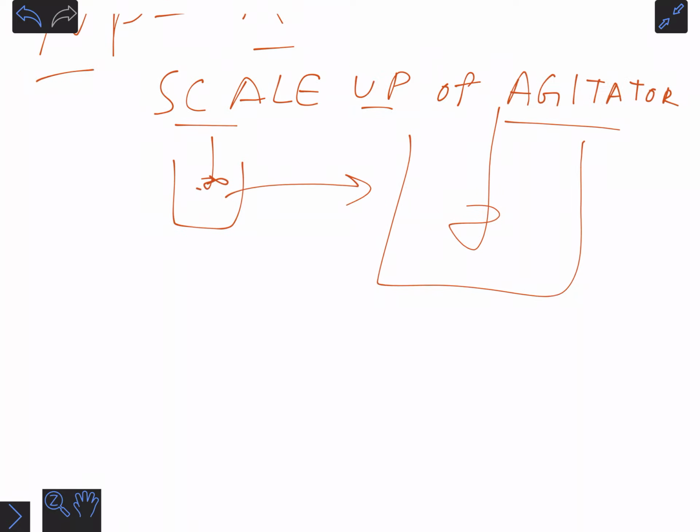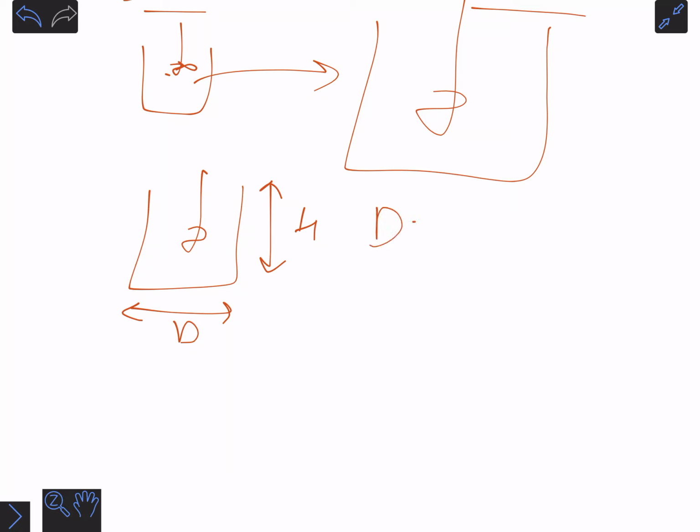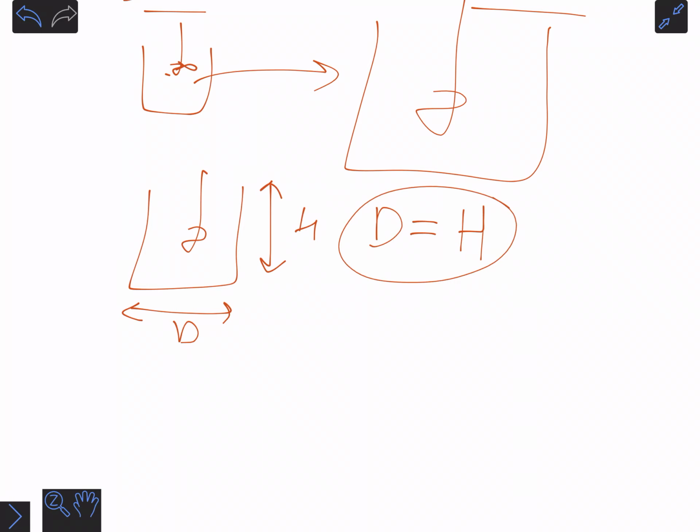Okay friends, here we take some assumptions for the scale up purposes. The first assumption is, for this agitator, this is the height and this is the diameter, and here we assume that diameter is equal to height. So we will design our scale up criteria for this special case, and you should keep this in mind. This is the background. You should keep it in mind, some question might come related to this.